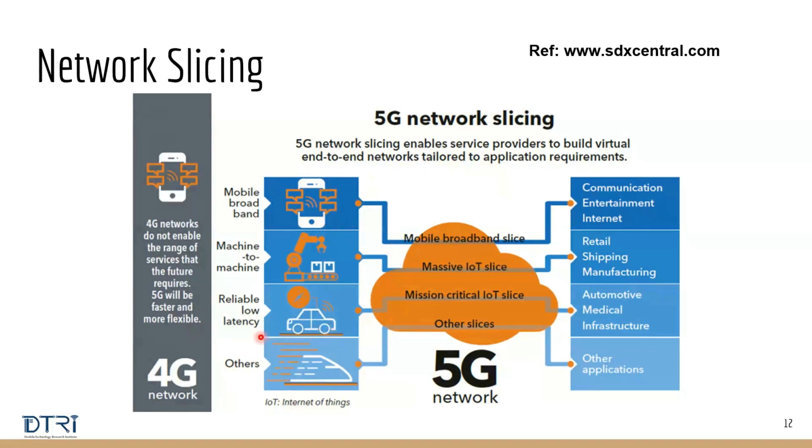Now, in previous networks, like 4G or 3G, the network used to be common irrespective of what you are using on the left or the right. That means the network operator used to assign a certain bandwidth or certain resources in the network irrespective of the application.